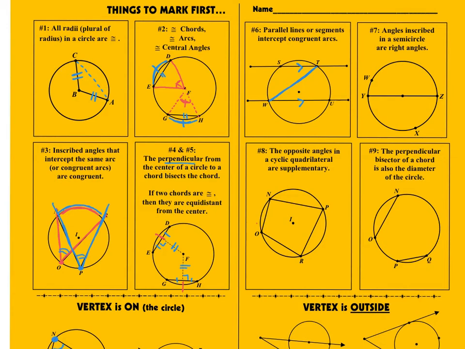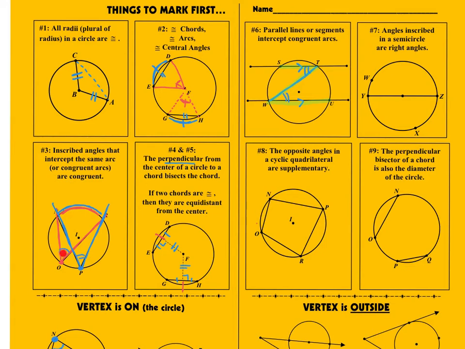Now, last semester, what we did is we would look at this little Z. We would make a little Z to help us find some alternate interior angles. And we would notice that these two angles here were congruent. Well, if these two angles are congruent, we're thinking back here to this property number 3.